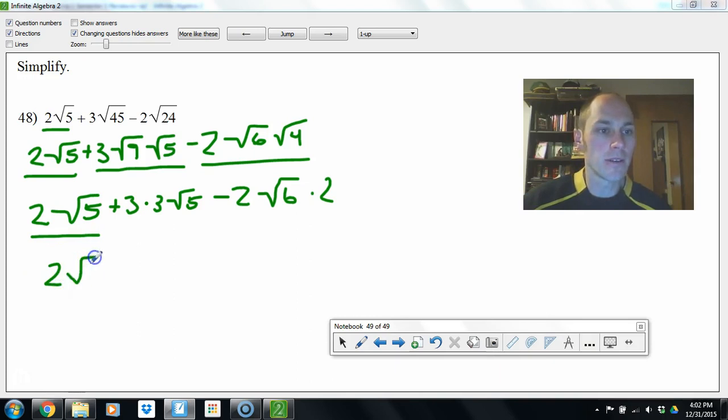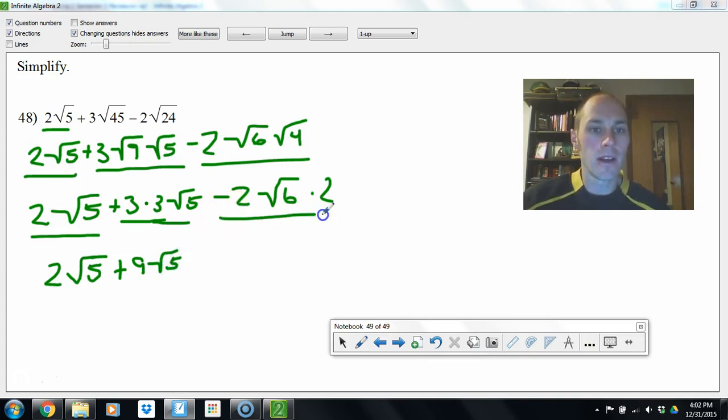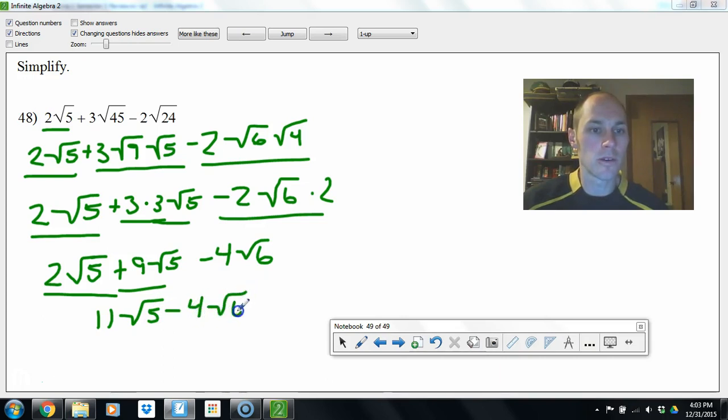2 times the square root of 5. 3 times 3 I can multiply times square root of 5, so that's going to be positive 9 times square root of 5. The final term, negative 2 times 2, I can multiply those together to give me negative 4. And the 6 stays under the radical. So I need to see which ones I can combine. These two terms have like radicals. 2 square roots of 5 plus 9 square roots of 5 is 11 square roots of 5. And we subtract 4 square root of 6. They're not like radicals, so we cannot combine them. Okay, and looks like it matches up.